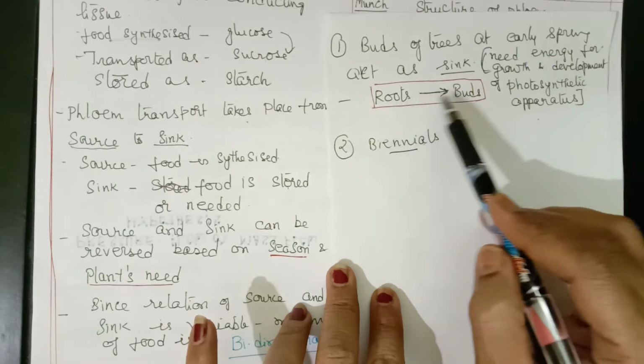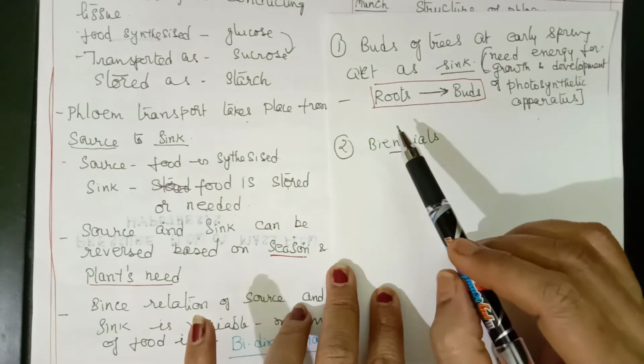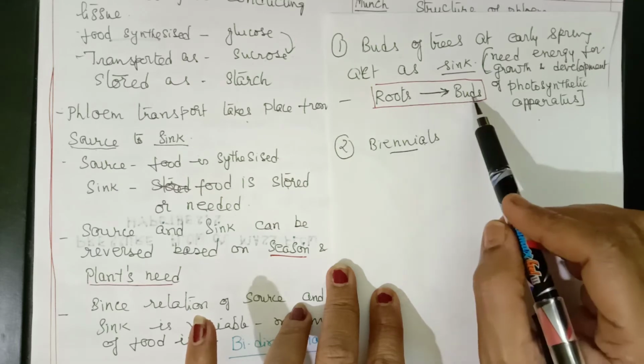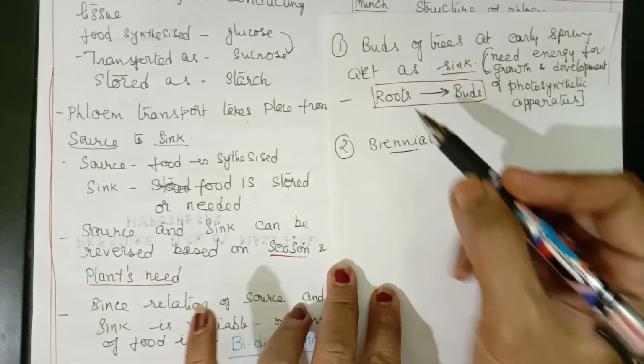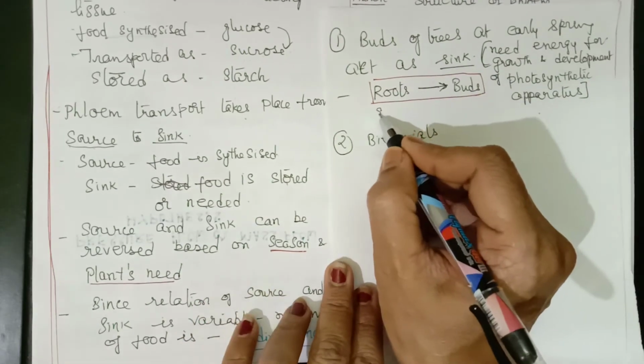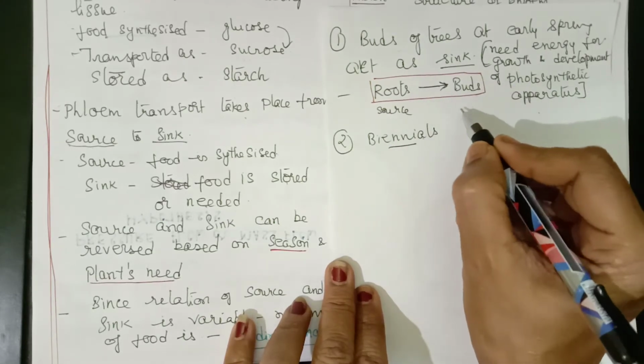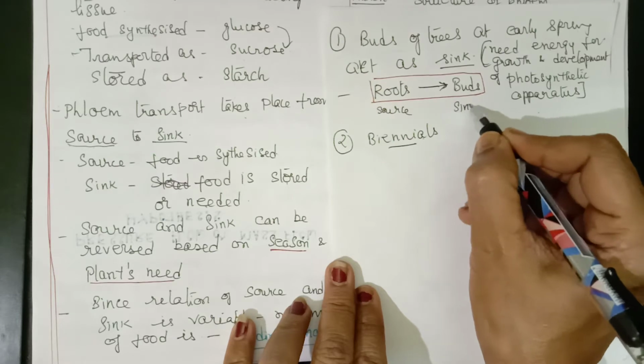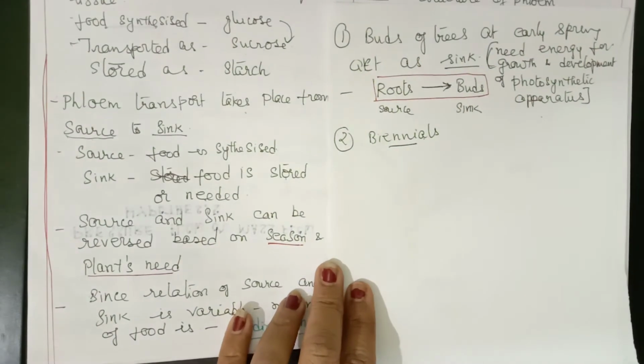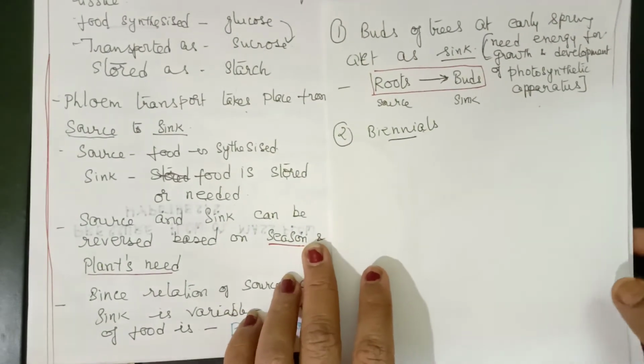That means what is the transport of food material here? From roots to buds. So here the root will act as a source and the buds will act as sink. So here the concept is changed.